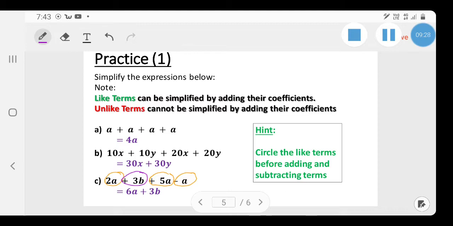All right, so when we collect like terms, we're going to do 2a plus, that plus sign there, 5a, which is 7a, and then minus, that minus sign there, 1a, which is 6a. And the lonely old plus 3b just comes downstairs and gets written next to the 6a, okay?